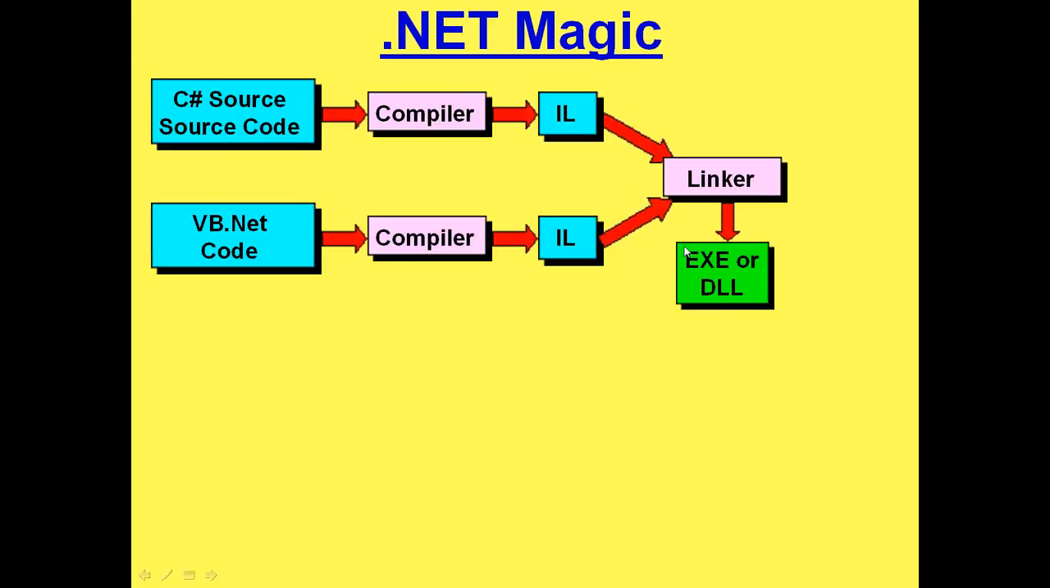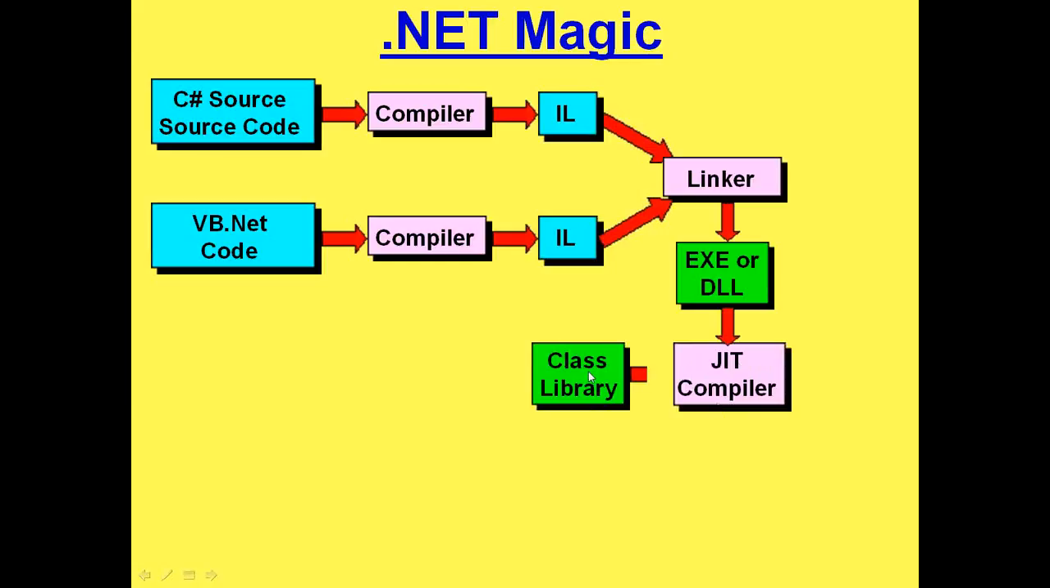The linker is going to create either an exe file or a DLL file, based on the type of the template. Once you get this exe or DLL, the JIT compiler, the just in time compiler, comes into the picture, and it will load the class library. And finally, you will get native code.